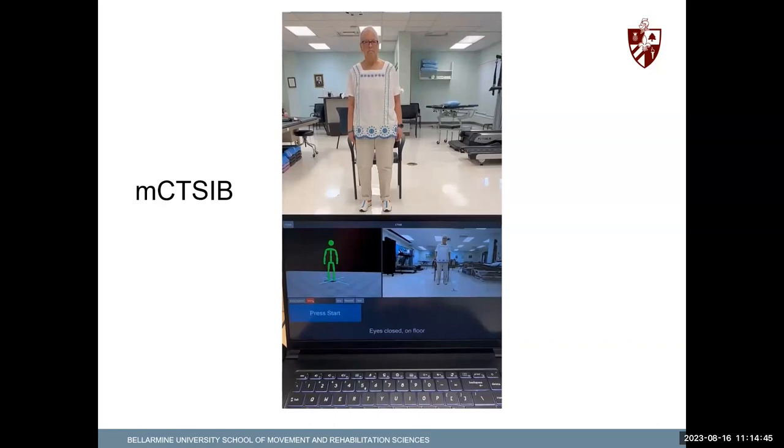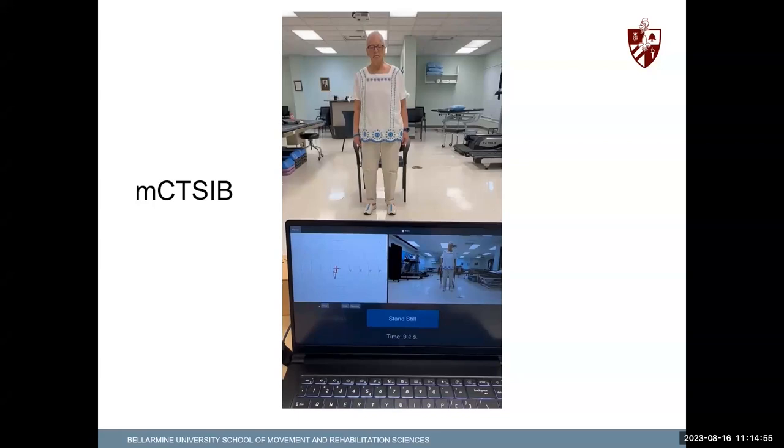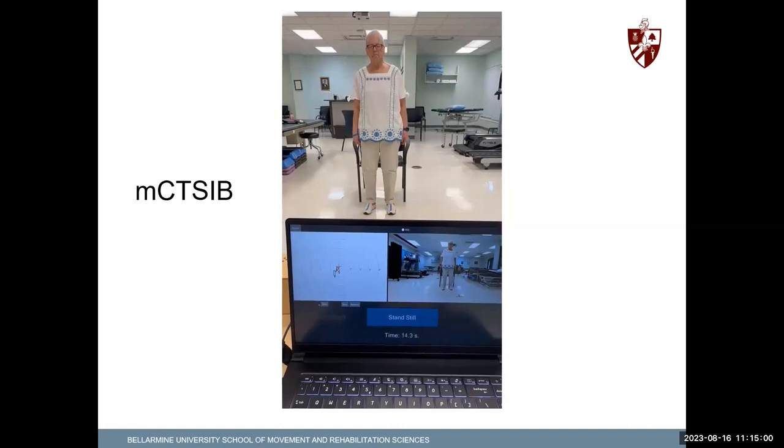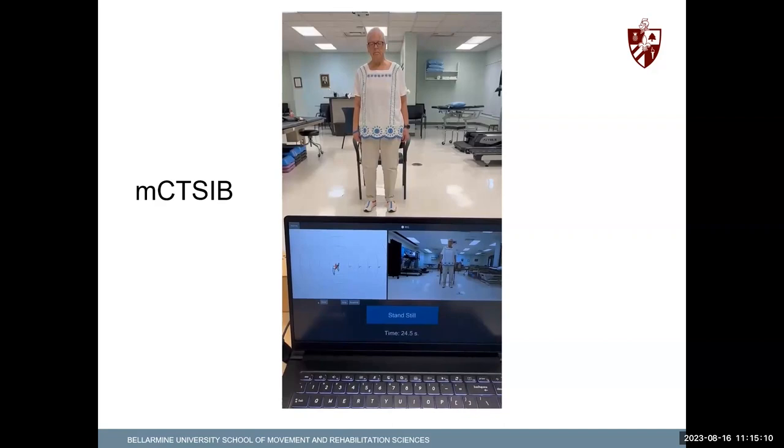We're going to repeat that 30 seconds with eyes closed. As we start to take away different sensory input, whether it's a firm surface or their vision, you can see how their ability to maintain static stance starts to deteriorate or decline. And it can really help us identify individuals that need targeted intervention for these sensory systems.